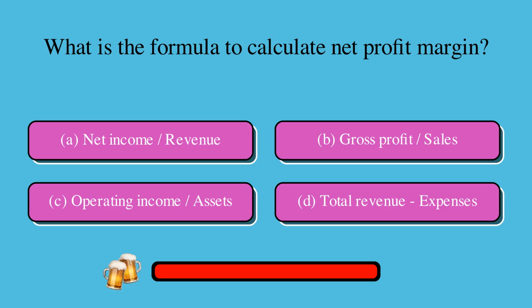What is the formula to calculate net profit margin? Is it A, net income revenue, B, gross profit sales, C, operating income assets, or D, total revenue expenses? The correct answer is A, net income revenue.